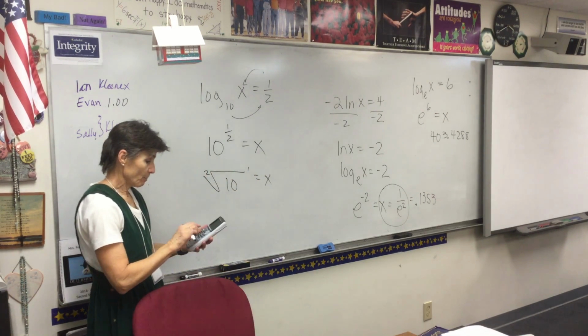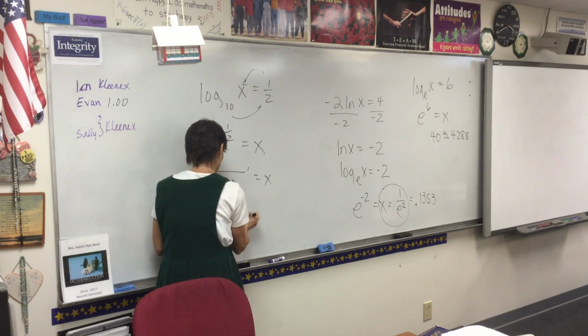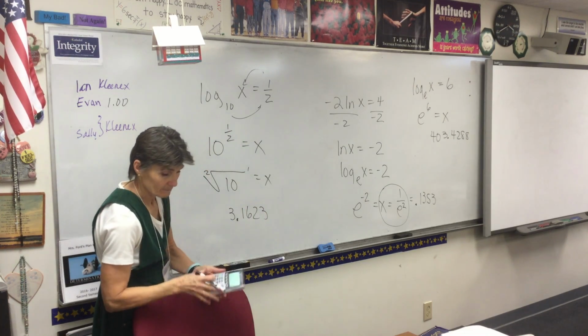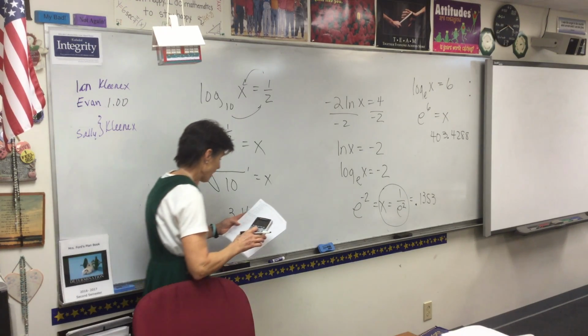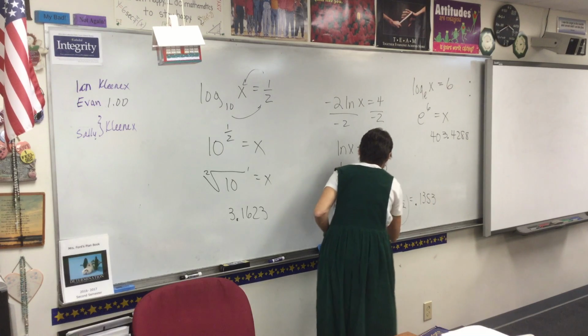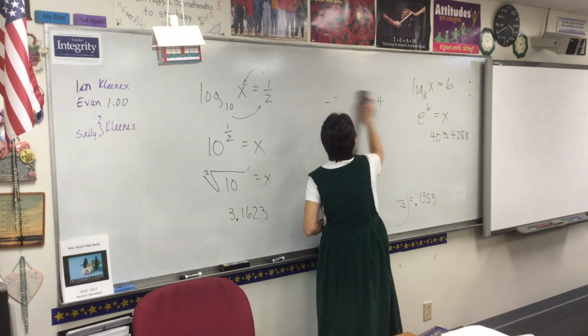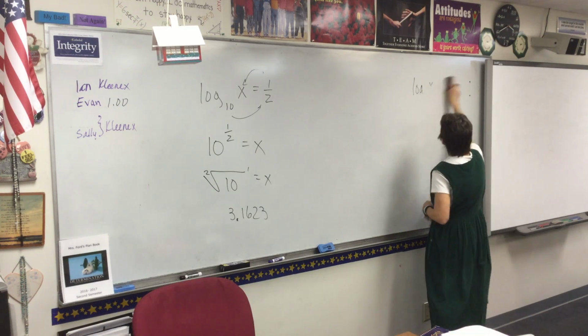On a calculator part, 3.1623. I and J are exactly the same, except they won't be square roots.